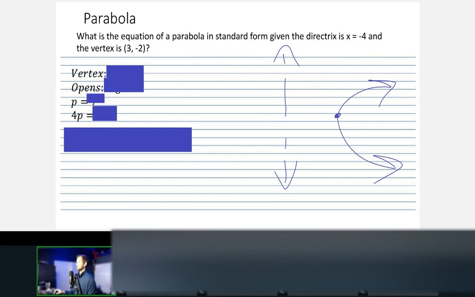All right. So we know that. We also know the vertex. It's given to us. We know it opens to the right based on a little picture we drew. What is our p-value then? And don't forget, your p-value is the distance from your directrix to your vertex. It's also the distance from your vertex to your focus, but not important right now. Yeah, the p-value is 7, and you could easily calculate that by doing the absolute value of -4 minus 3, so you'll get 7 as your answer. Remember, p is always positive, so 4p, 4 times 7 is 28.